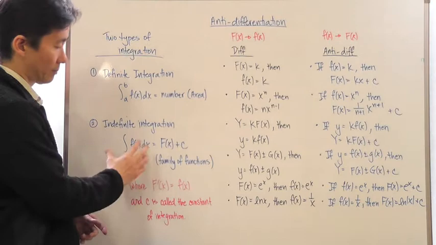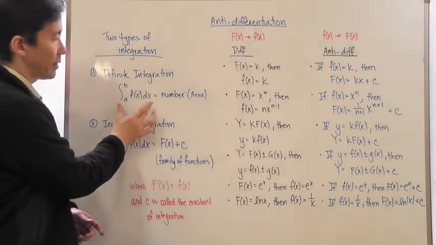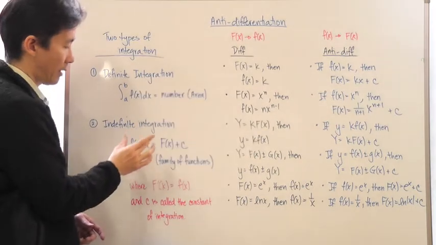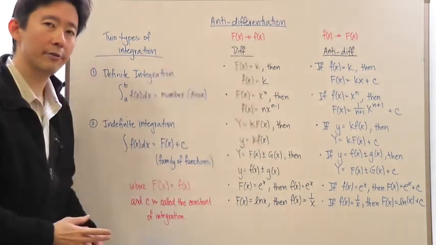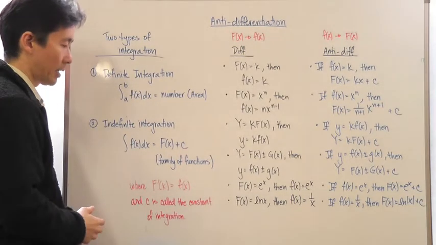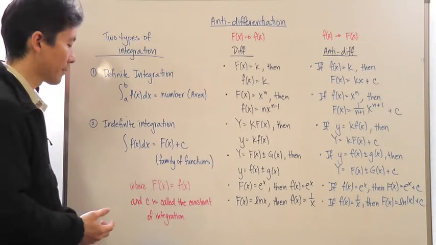Okay? So what we have here as a result of definite integration is a number. The result of indefinite integration is actually going to be giving you a family of functions. Okay? Now, let's make sure that we're clear with some of this notation.